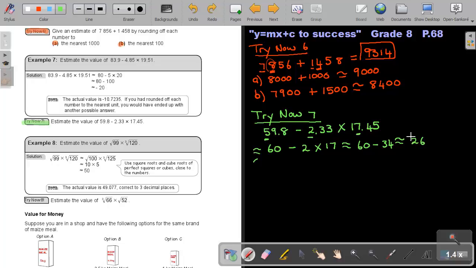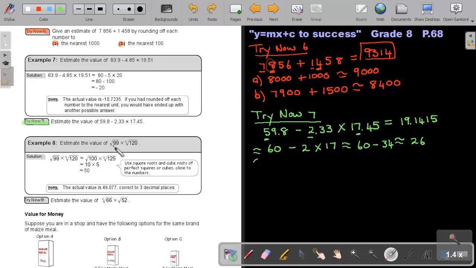Again, take your calculator and press. So it's 59.8 minus 2.33 multiplied by 17.45 equals, my calculator, the exact value is 19.1415, which is not such a bad estimation. Okay, let's look at example 8.